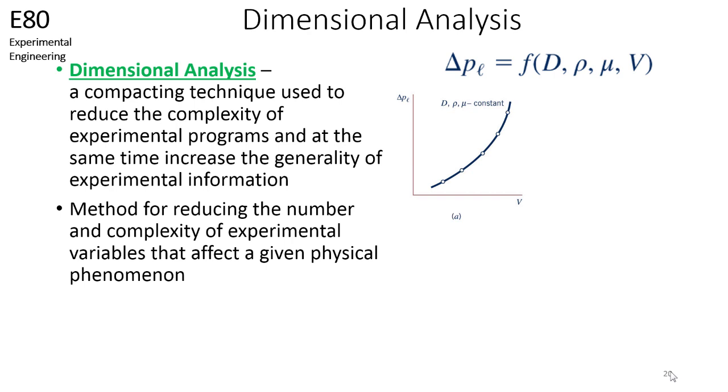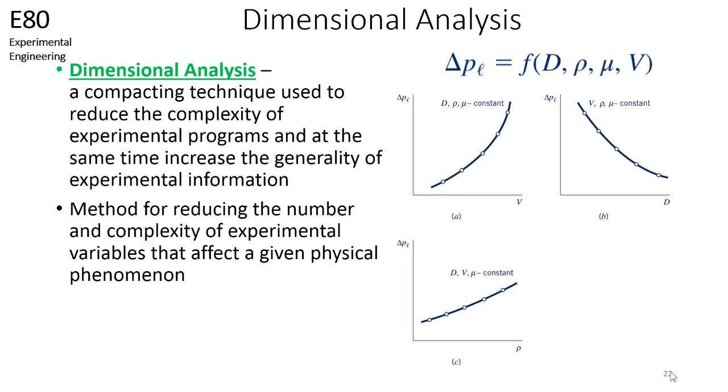Such a test would result in a plot that is only valid for the specific pipe and the specific fluid used in the tests. This experiment would not give us the general information that we are looking for. We would need to conduct additional experiments. We could hold fluid velocity, density, and viscosity constant and vary the pipe diameter and measure the corresponding pressure drop. This set of experiments would result in the plot shown to the right.